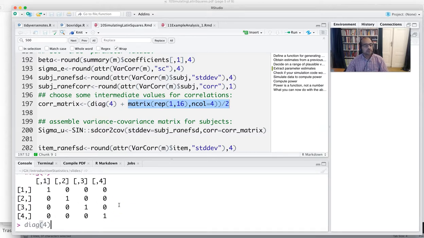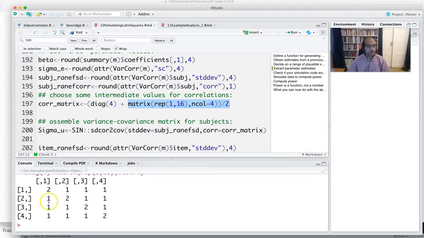So I'm going to add a diagonal matrix. Oh God, what is going on? I'm getting tired now. Yeah.